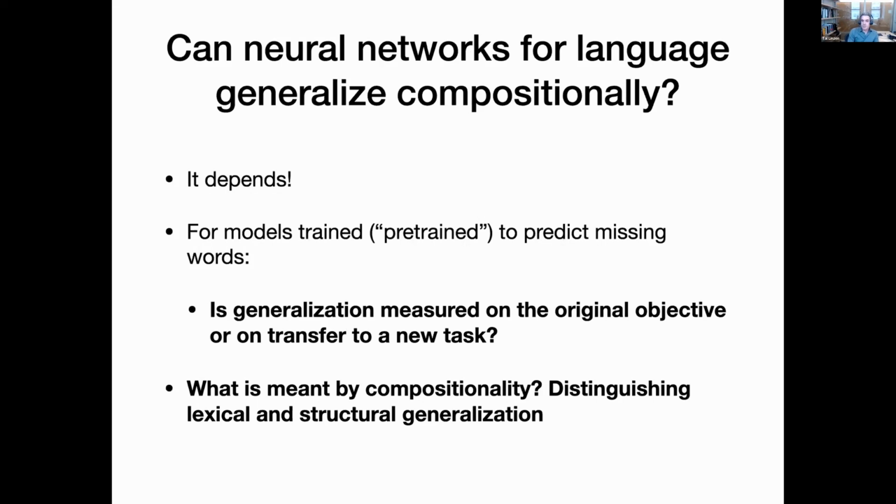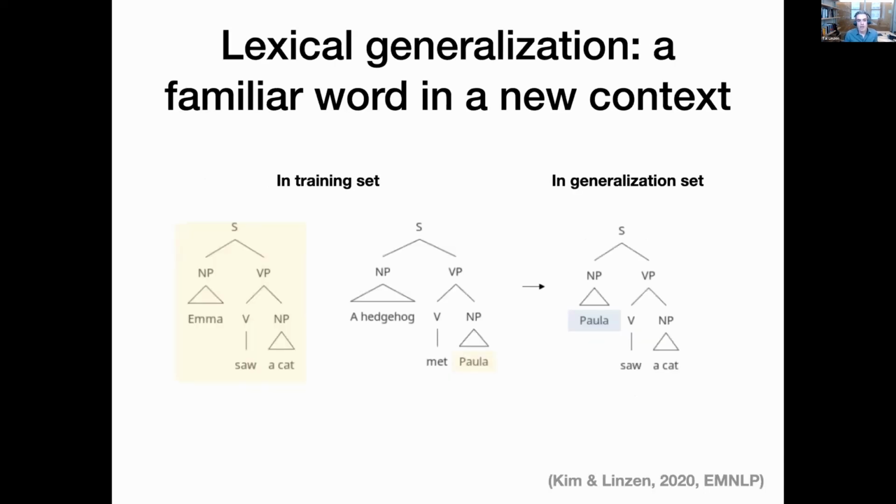The other part of this presentation will be on how well the models generalize when they have to transfer to a new task where there's a smaller amount of training data available. And for that, we're going to distinguish lexical and structural generalization. So what's the distinction that I'm drawing here? Lexical generalization is more like the type that we've seen so far, where, let's say in training, you've only seen the word Paula as the direct object of a verb. But then in the generalization test, you have to interpret Paula as the subject of the verb.